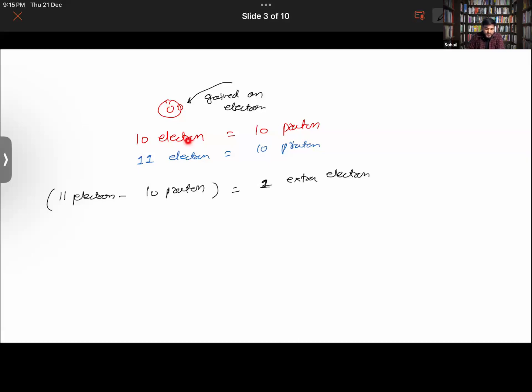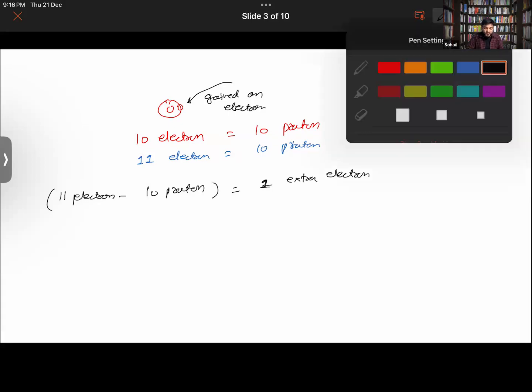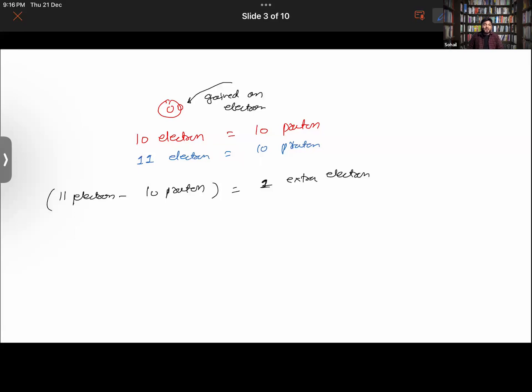Yeah, sure. For example, I have any XYZ element atom. It has 10 electrons and 10 protons. What happens if it gains an electron? Now it has 11 electrons, so there is one extra electron. 11 minus 10 gives you one extra electron. So now the neutrality of the atom is changed. If the number of electrons and protons changes, it is called a charged particle.